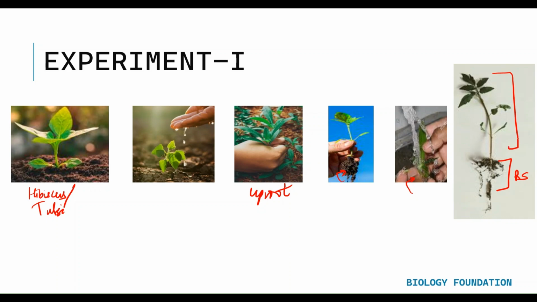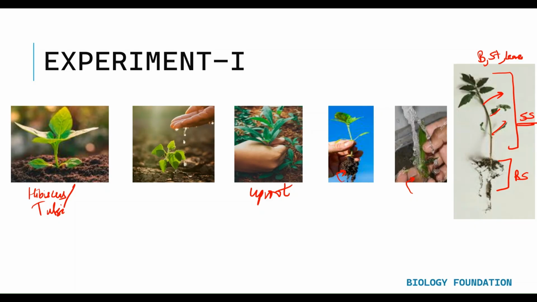this constitutes your shoot system, which comprises the stem, branches, and leaves. Here the shoot system comprises branches, stems, and leaves. Are there any flowers, fruits, or buds? No. If a plant has flowers, fruits, or buds, even they form a part of the shoot system. So this experiment is just for you to know what the root system and the shoot system comprise. The root system comprises roots, and the shoot system comprises stem, leaves, flowers, fruits, or buds.